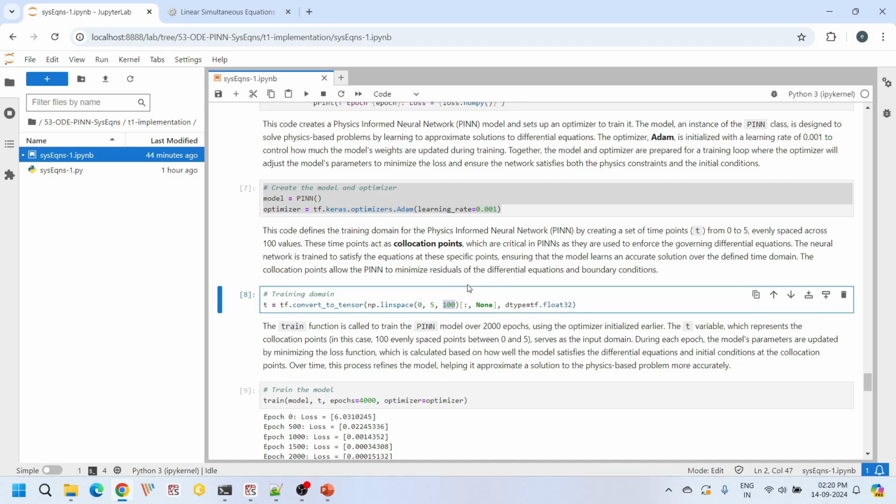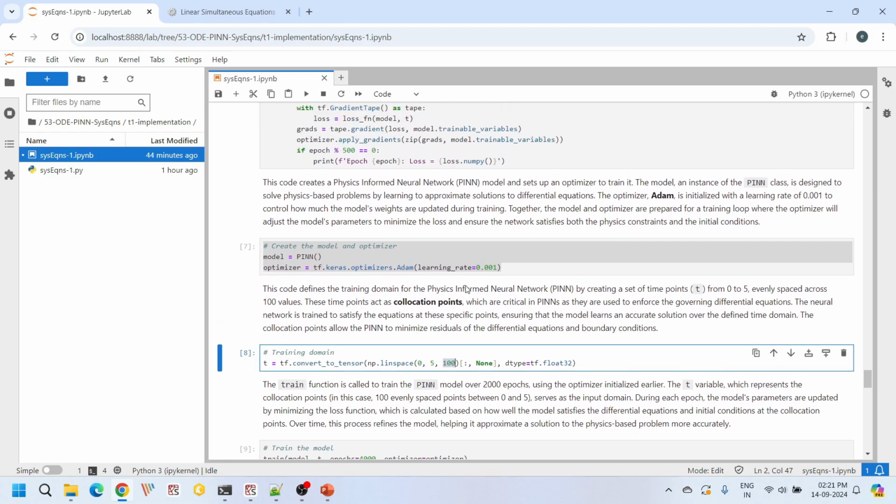There are many other parameters within the neural network, like hyperparameters. So there are many other things that we have to take care of to get the accurate solution. So this total number of collocation points is just one criterion. So first start with some low number and then slowly increase the number of points.